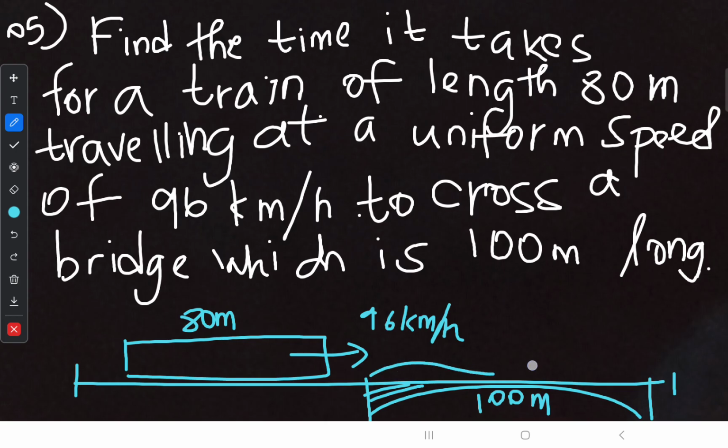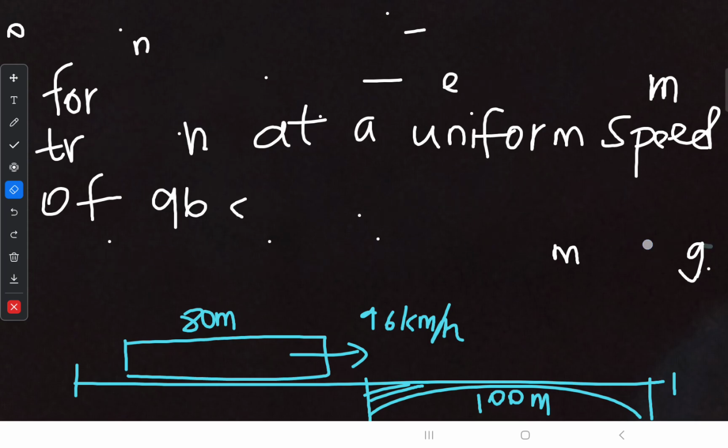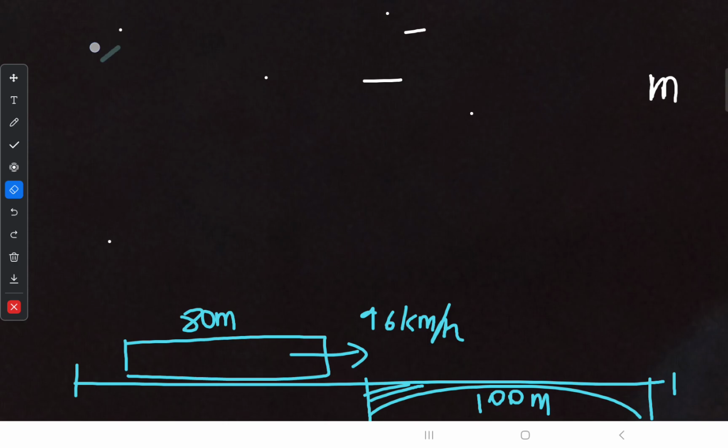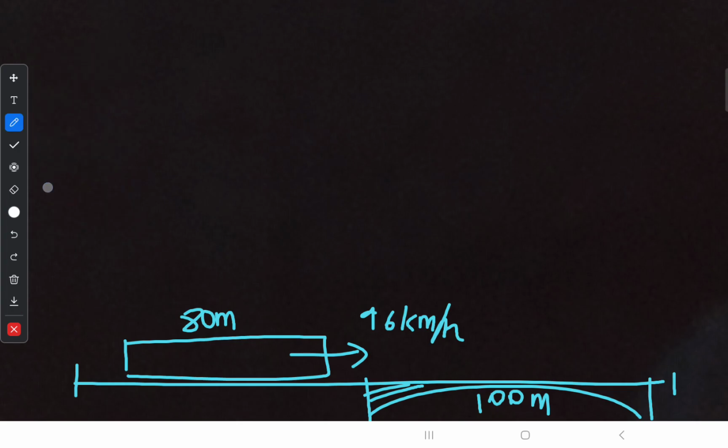How much time does it take to cross this 100-meter bridge? Let's discuss this question. Here, first of all, you can see the speed was given in kilometer per hour, but the length of the train and the length of the bridge were given in meters. So first of all, you have to convert kilometer per hour to meter per second.